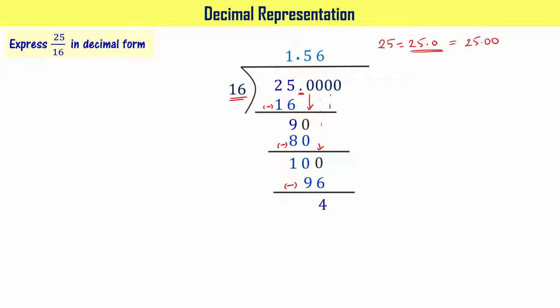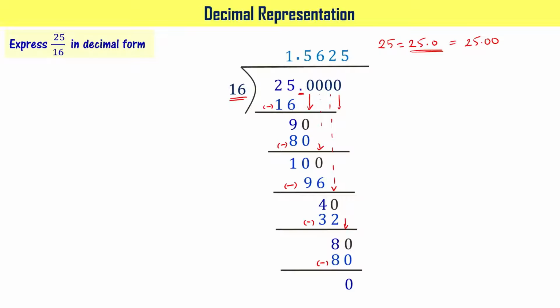Now let's bring down the third 0 I have written. So 4 becomes 40, right? 2 times 16 is 32. Let's subtract 32 from 40. When you do that, you get 8, right? Now let me bring this particular 0 down. When you do that, 8 becomes 80. 5 times 16 is 80, right? Now when you subtract 80 from 80, the remainder is 0, right? This is what we are looking for.